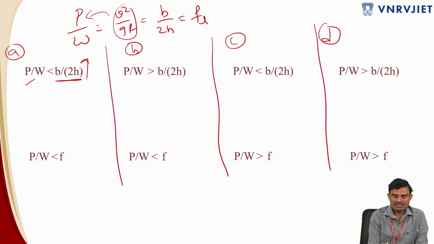So that is why, when resistance to overturning is more, no overturning is going to happen here. That is the stability condition of the vehicle. So no overturning is happening over here. But if you look over here, again P by W is less than FL.